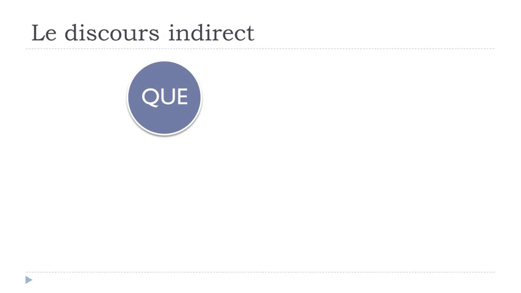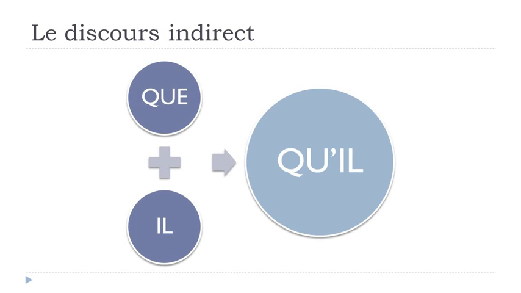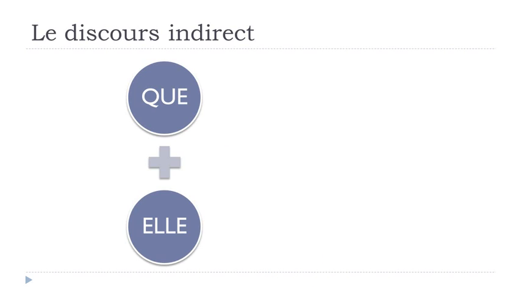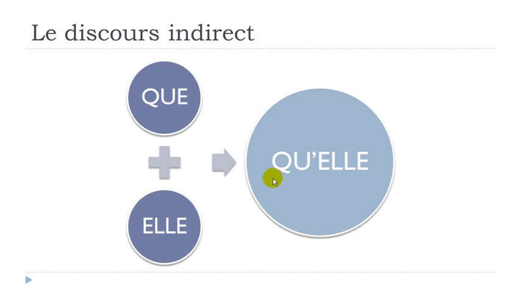So the classical example that we had was que and il, and it's becoming qu'il. It could be que and elle, and it will become qu'elle. Okay, or if we're talking about first names that start with a vowel, it will be exactly the same thing.